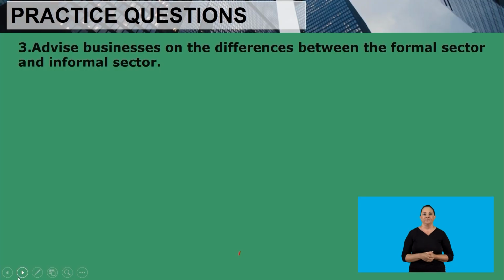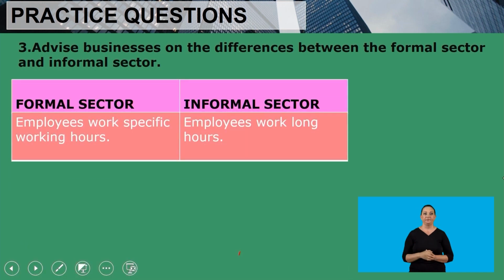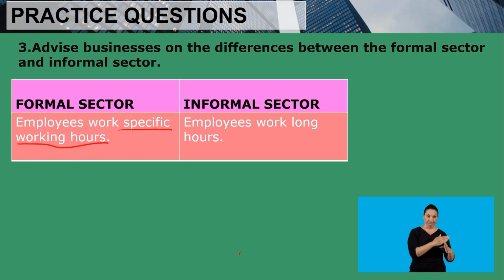Okay, now let's move on to our third practice question, which says, advise businesses on the differences between formal sector and informal sector. Under formal sector, employees work specific hours, and under informal sector, employees work long hours. So since you know, grade 10s, that formal sector businesses are registered with the CIPC, they are registered with South African Revenue Services, so they pay tax, and they are legally operating.